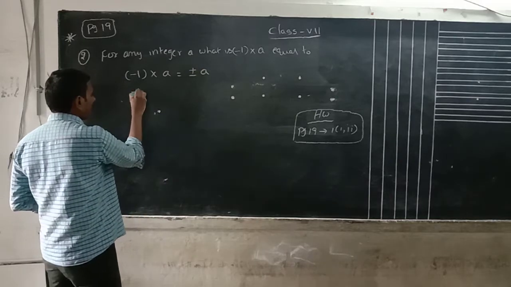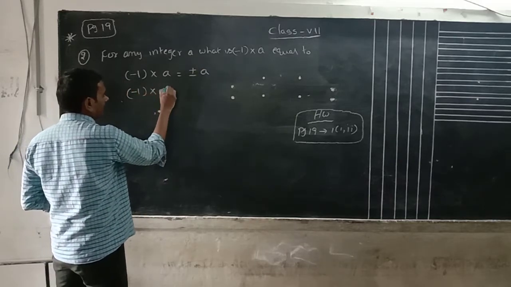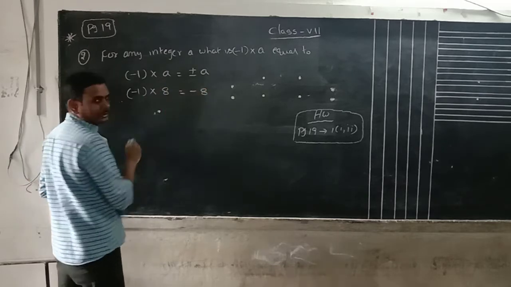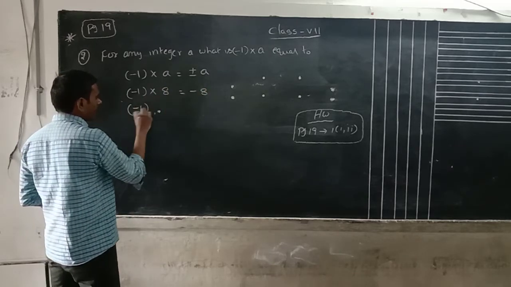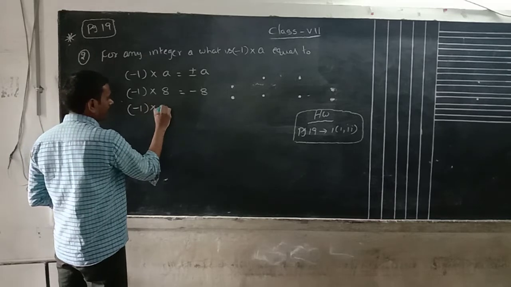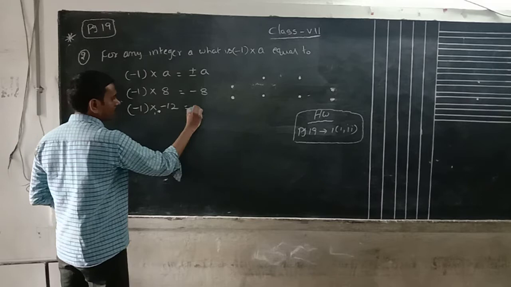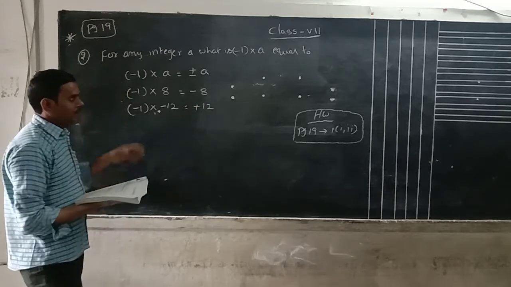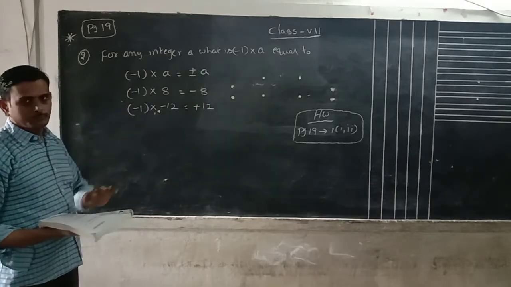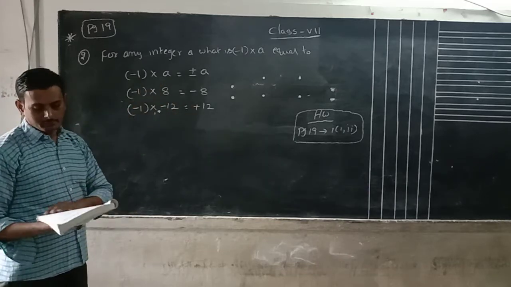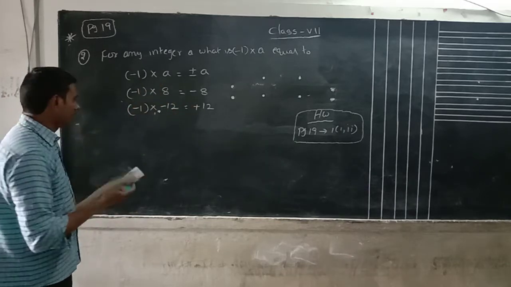For example, if I take 8 into minus 1, we will get minus 8. Minus 1 into minus 12, minus and minus gives plus 12. According to the sign, that will be the answer, either positive or negative, according to the integer. According to the integer, we will get the result.